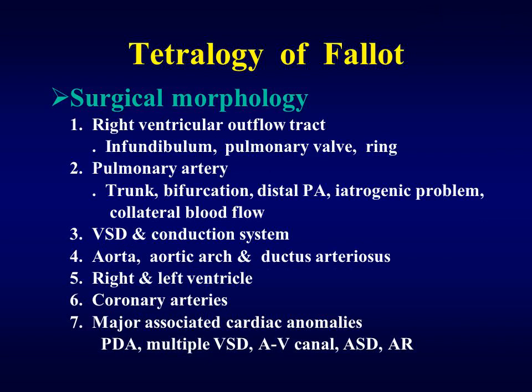Tetralogy of Fallot surgical morphology. 1. Right ventricular outflow tract: infundibulum, pulmonary valve, ring. 2. Pulmonary artery: trunk, bifurcation, distal PA, iatrogenic problem, collateral blood flow. 3. VSD and conduction system. 4. Aorta, aortic arch, and ductus arteriosus. 5. Right and left ventricle. 6. Coronary arteries. 7. Major associated cardiac anomalies: PDA, multiple VSD, AV canal, ASD.